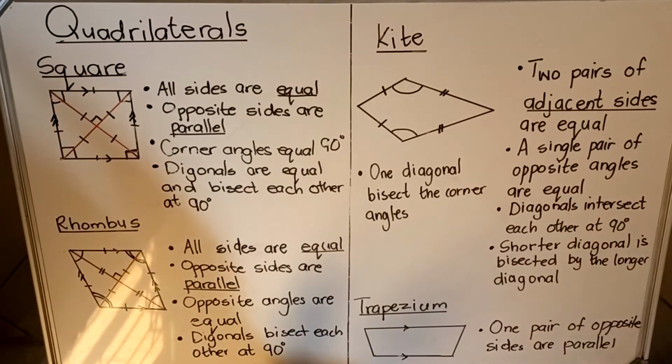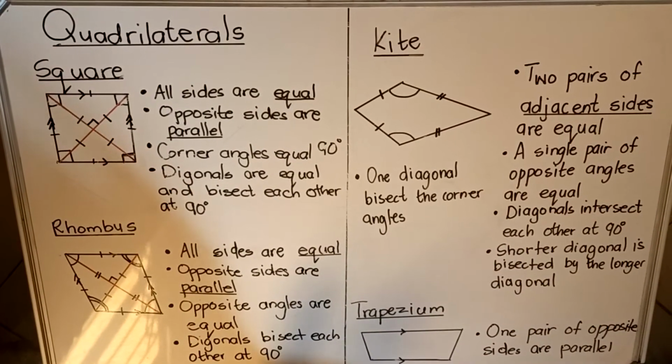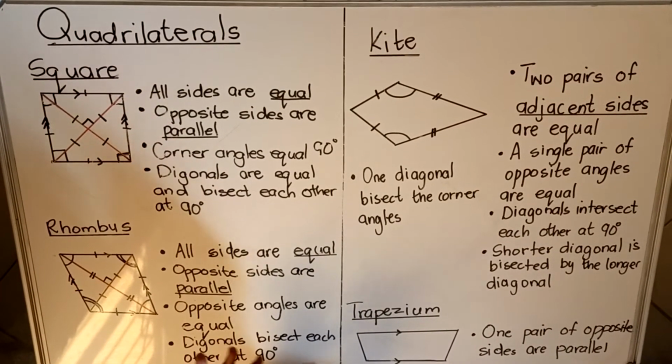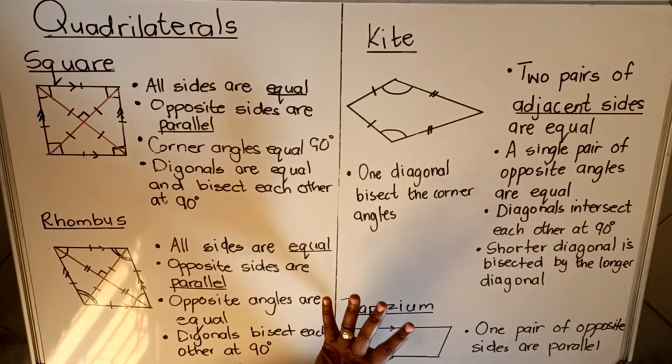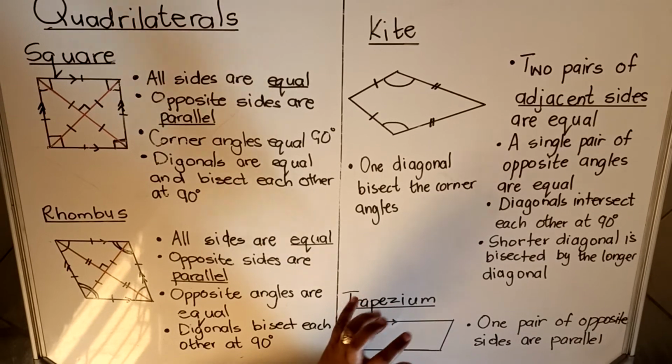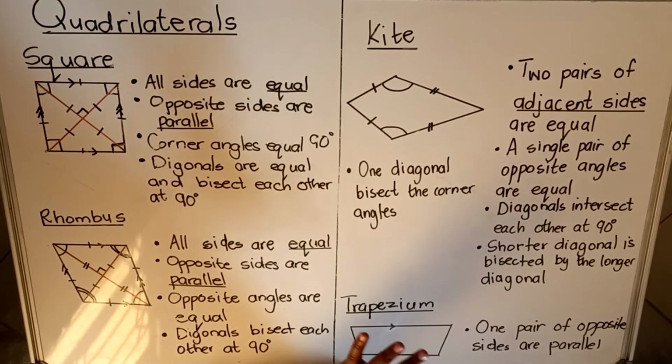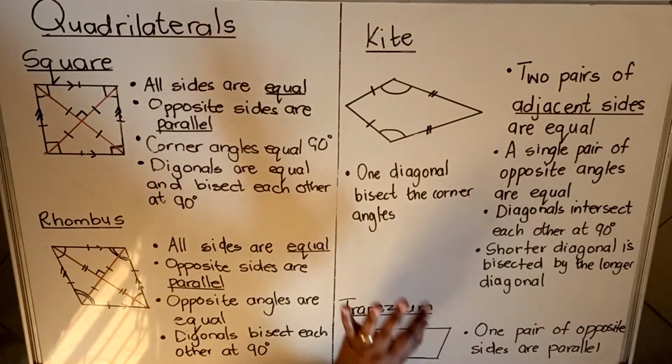Okay, these are not the only quadrilaterals that are there. These are just the 6 that I decided to do in this video. So the last ones are the kite and the trapezium. They are not related in any way. They don't have anything similar. So we're gonna do them separately. Gonna do the kite first.